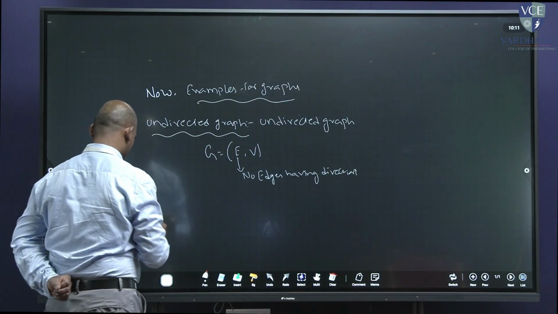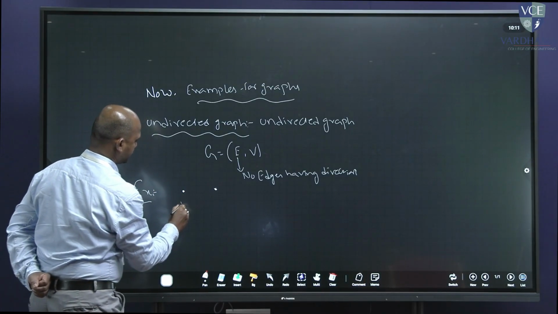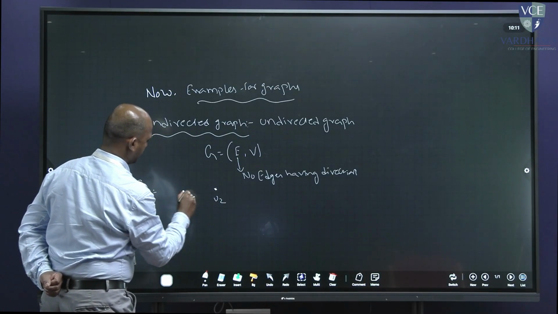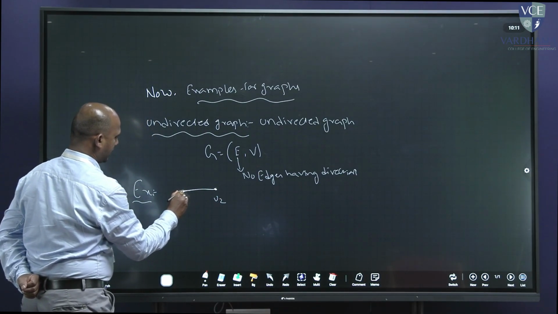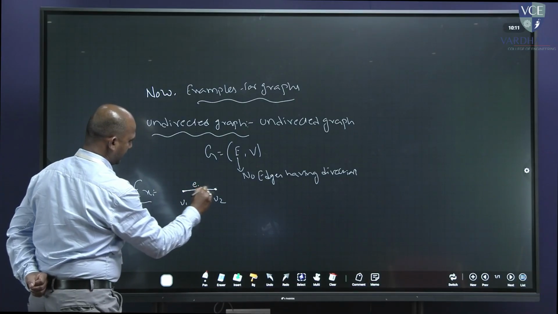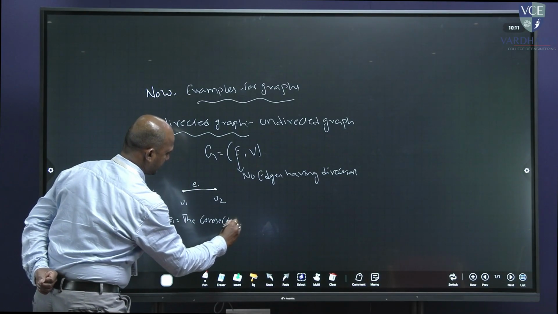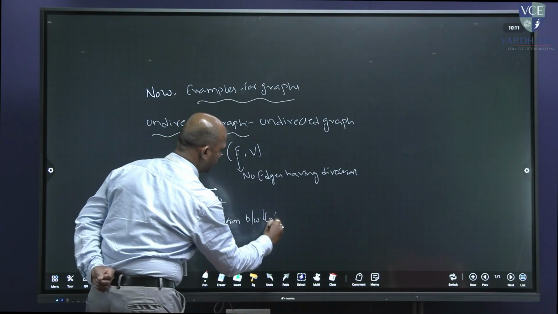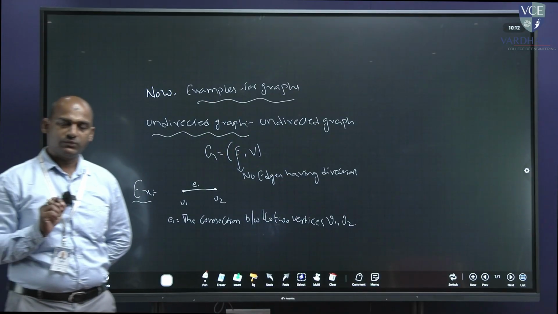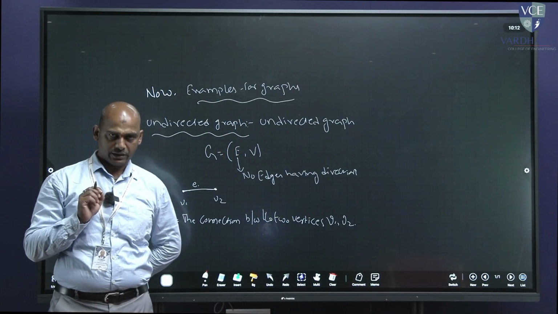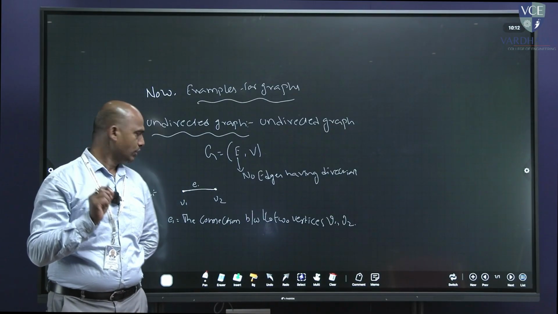So we can see some examples for undirected graph. So this is vertex 1, vertex 2, V1, V2. The connection between V1 and V2 is called an edge. We can define E1 as the connection between the two vertices V1 comma V2. Even we can define the edge of a graph as the connection between any two vertices.